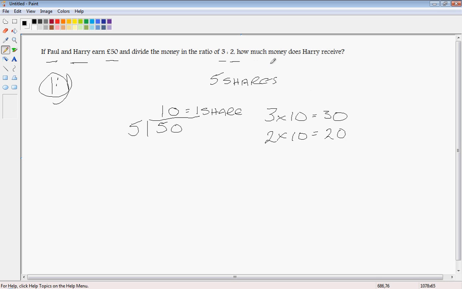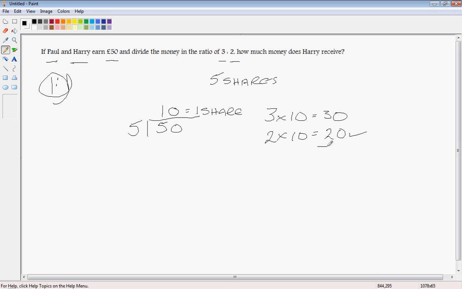So the question actually asks, how much does Harry receive? Now we know Harry receives £20, so this would be our actual answer. Even though we know Paul earns £30, remember we answered the question. So they want to know how much Harry receives, so Harry receives 20.